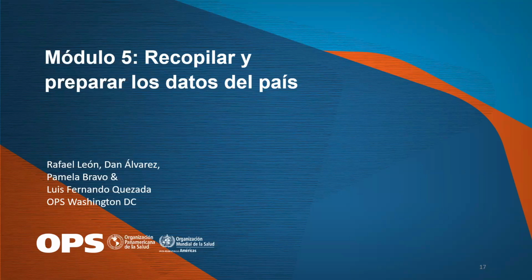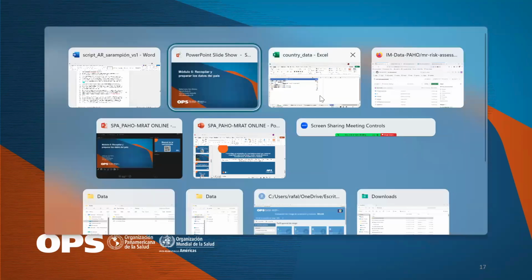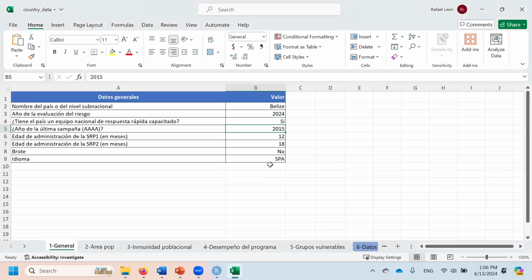In this module, we will learn to fill out the Excel spreadsheet that we need to use for this tool, and we'll get some instructions on how to fill it in. Let's start by opening up the Excel spreadsheet, country data. We see that it contains 7 sheets. The first sheet or tab is called General.